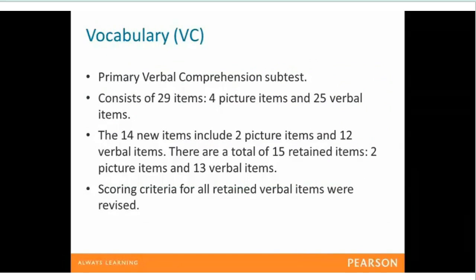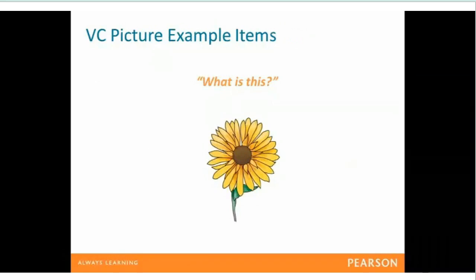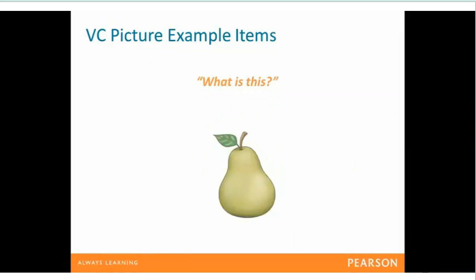On vocabulary, we have 4 picture items and 25 verbal items. 15 have been retained, 2 of the picture items are new, and there's 13 new items as well. And again, some of these have been changed to reflect local terminology and culture. The picture items are quite simply, what is this? And the child names it to be a flower, or they might be more specific and say a daisy. Here's another example, what is this?